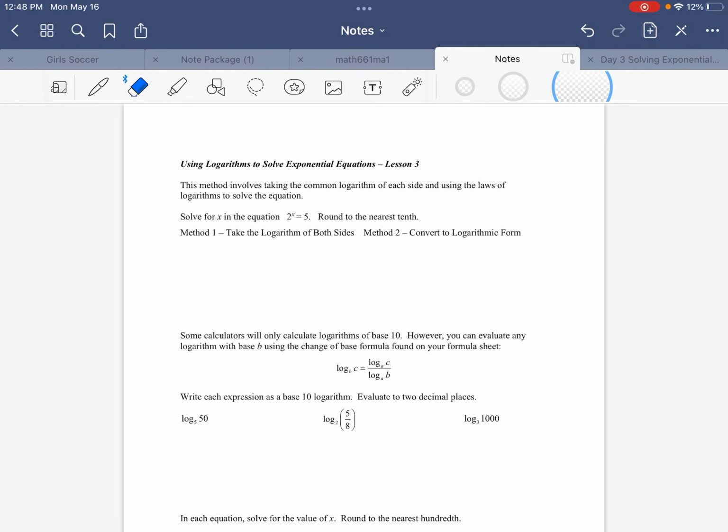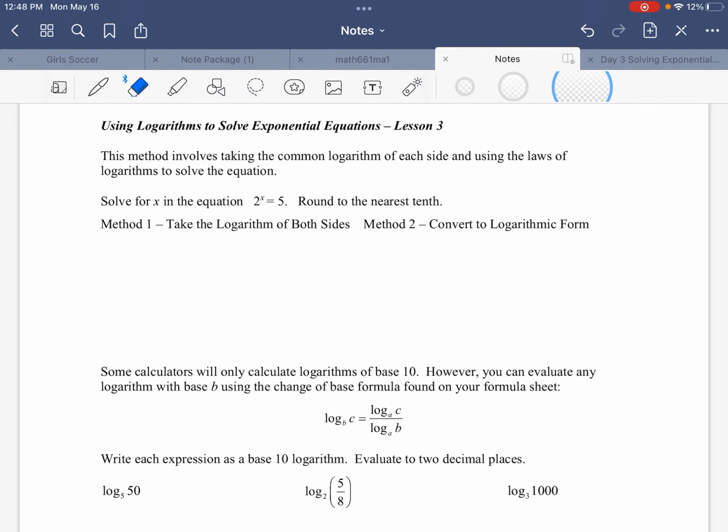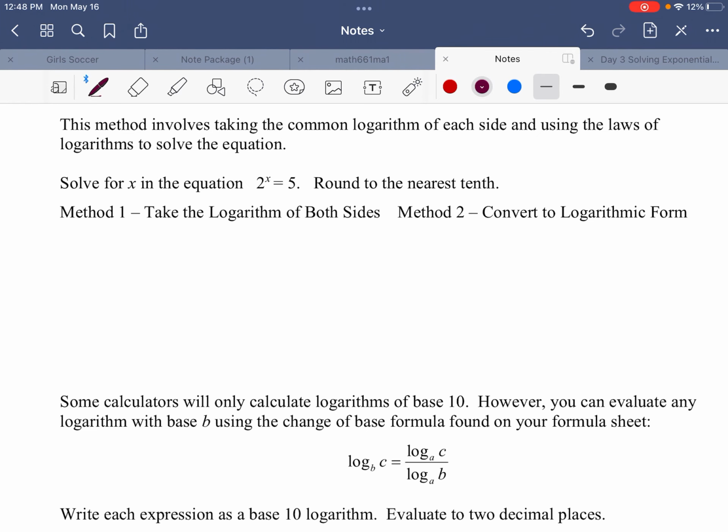All right, here's lesson 3, using logarithms to solve exponential equations. This method involves taking the common logarithm of each side and using the laws of logarithms to solve the equation. So the first one, we're going to solve 2 to the x equals 5.